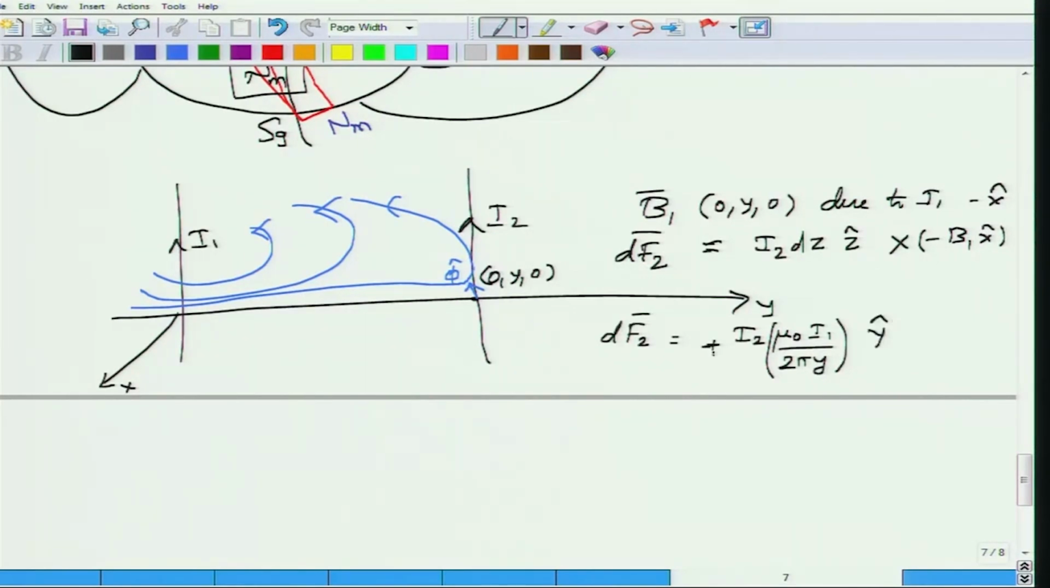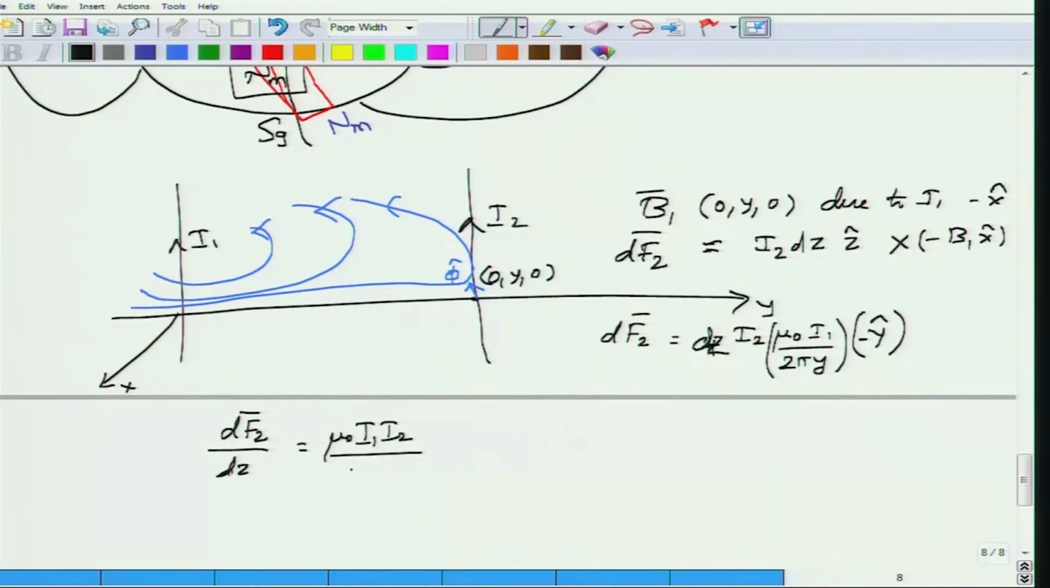Let me just emphasize that the direction is along minus y hat, and the magnitude of the infinitesimal force is I2 mu 0 I1 by 2 pi y. Sorry, there is a dz over here, so let us write down that dz. If you evaluate the force per unit length, then the force per unit length is I1 I2 mu 0 divided by 2 pi.